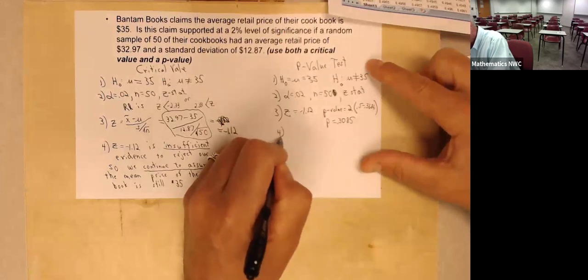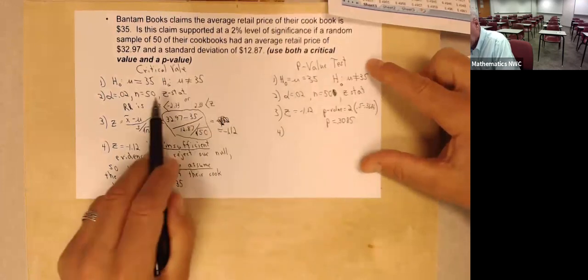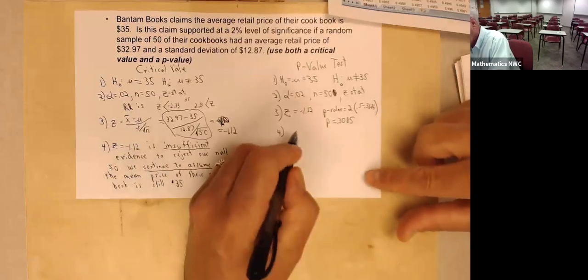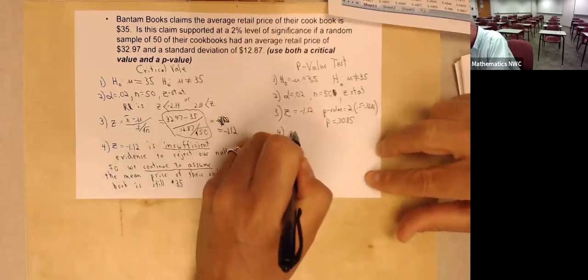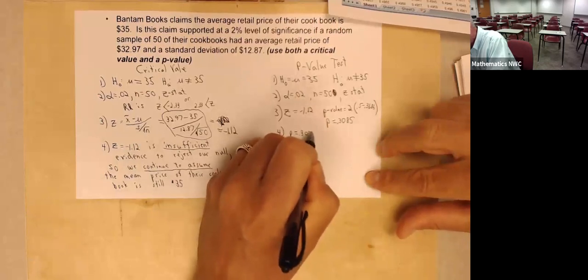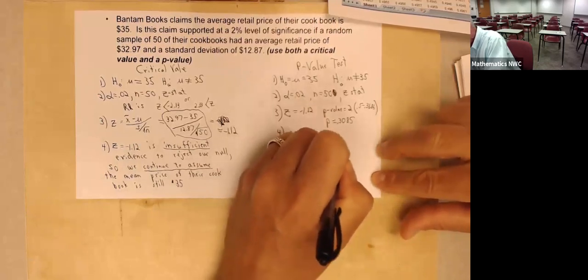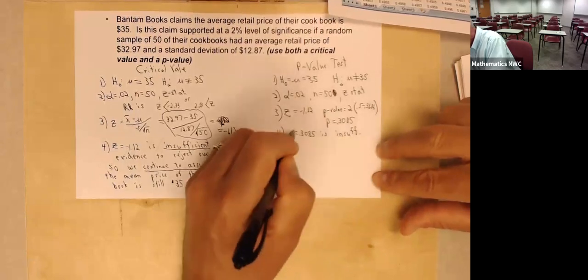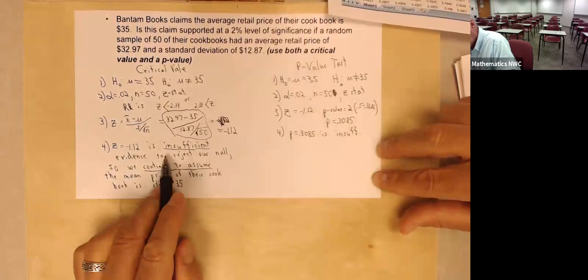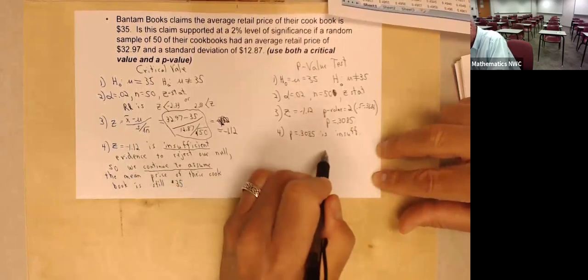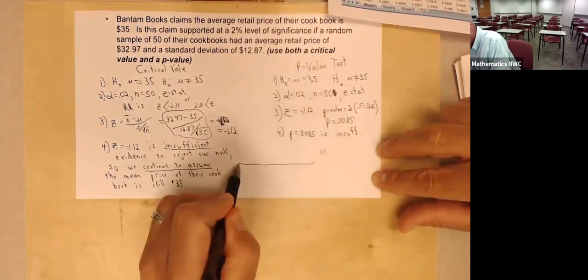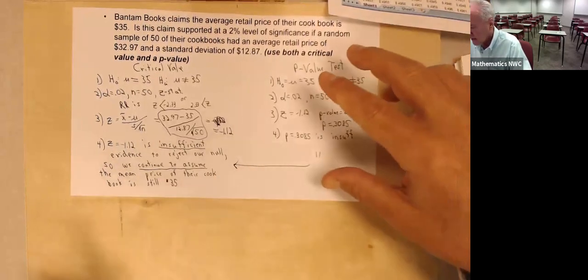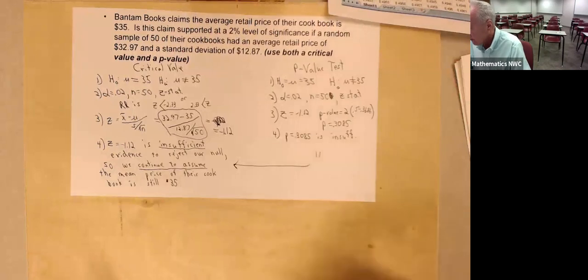Provided you have the same alpha level, they will always give you the exact same conclusions. We just start off by saying p is equal to 0.3085, insufficient evidence. Basically exactly what I write over here. And that would be the answer for the second test, the p-value test.